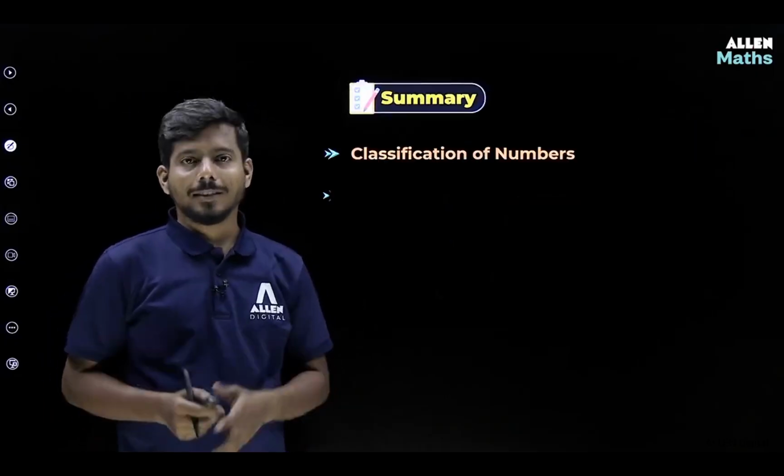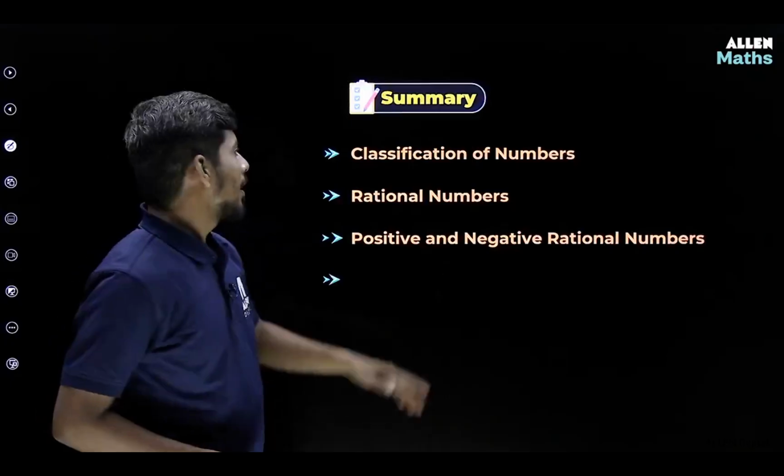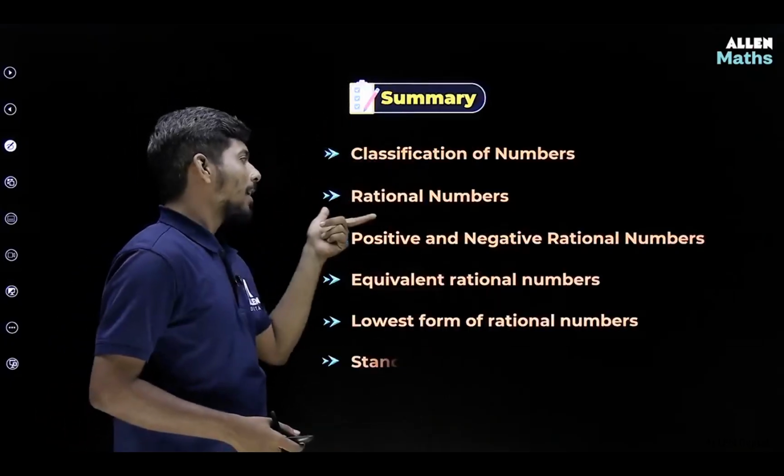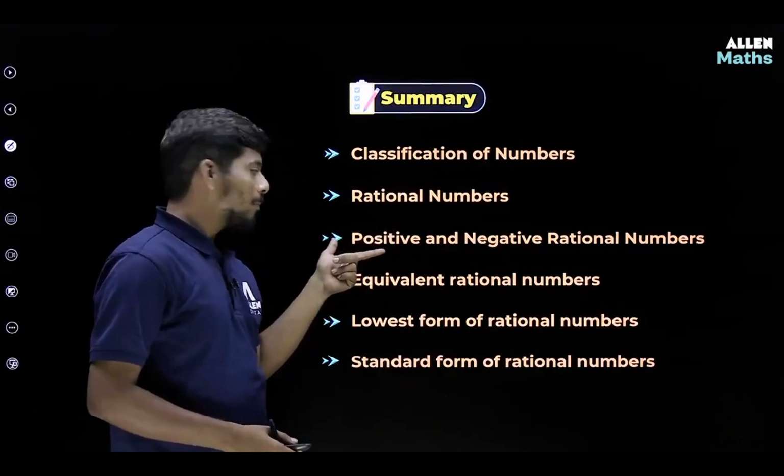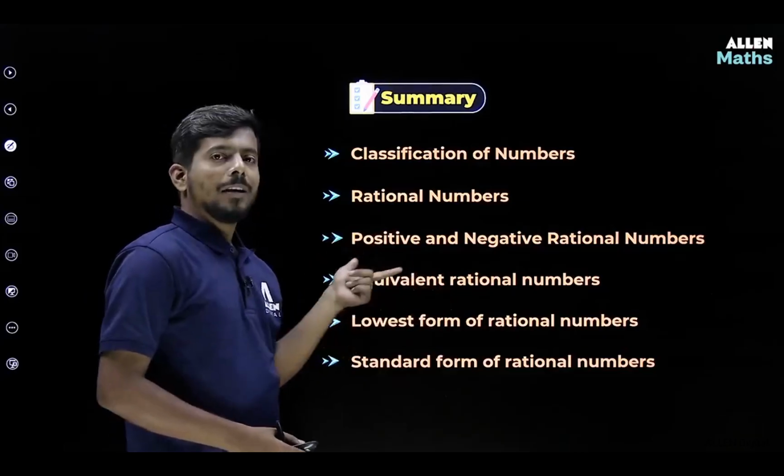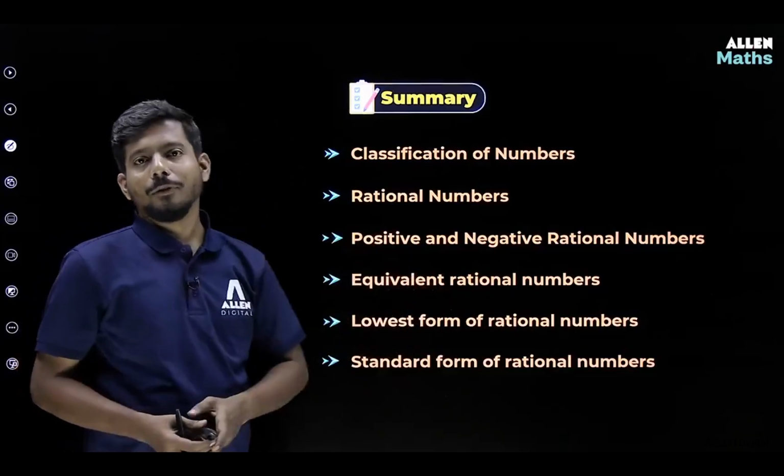So what we have discussed so far in this video: classification of numbers, rational numbers, positive and negative rational numbers, equivalent rational numbers, lowest form of rational numbers and standard form of rational numbers.